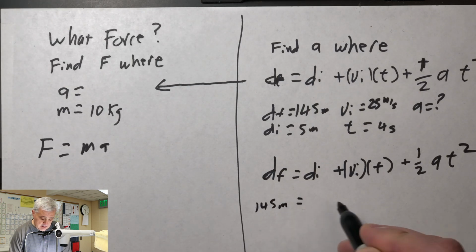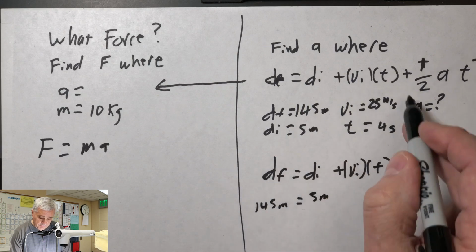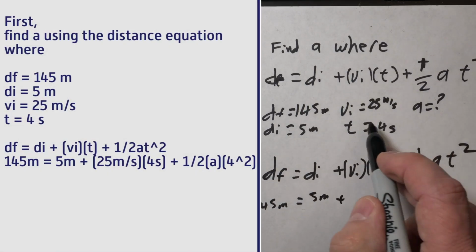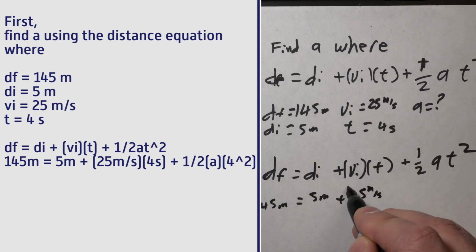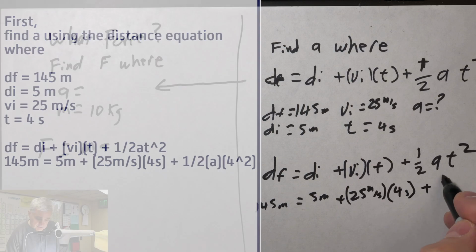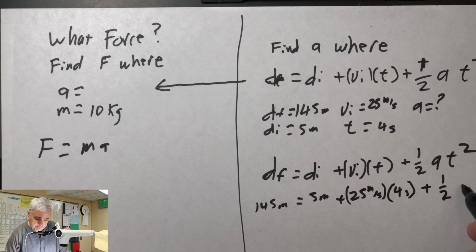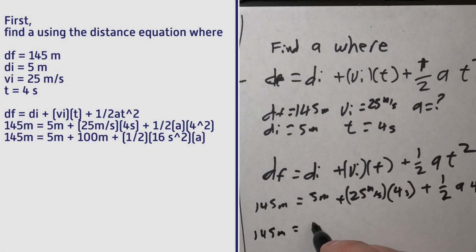145 meters equals 5 meters. Because now I can just go and find my variables and plug them in. Plus 25 meters per second times 4 seconds plus 1/2. I'm looking for A. And then t is 4. 4 squared.